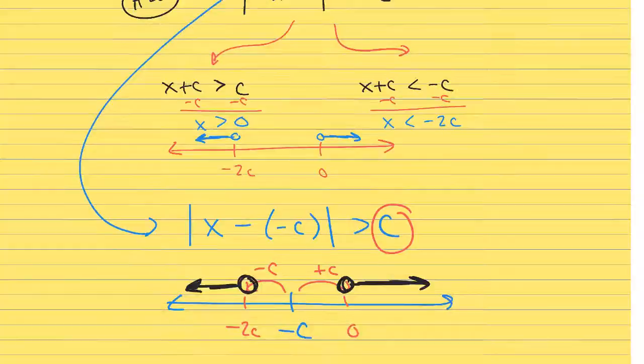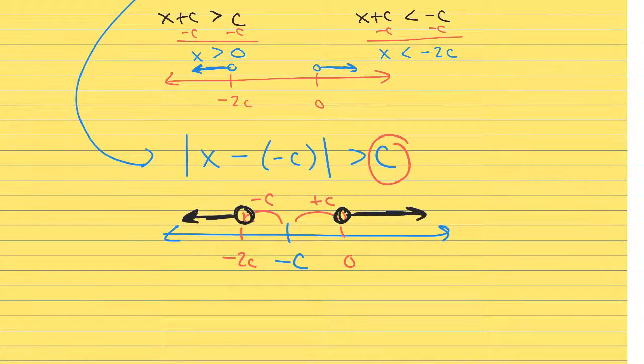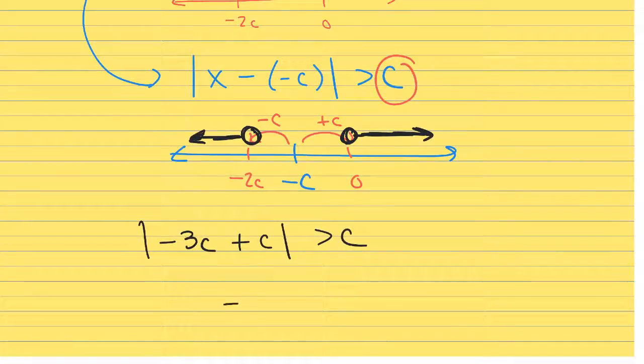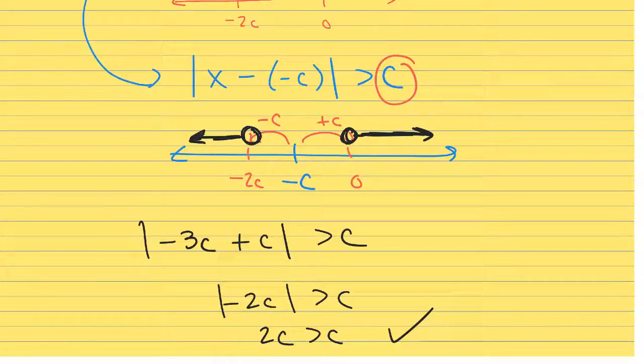What number can I test that is less than negative 2c? Yeah, negative 3c. That works. And if I plug negative 3c in for x, that's the x that we're getting rid of, we have negative 3c, and then it's technically plus c, greater than c. This becomes negative 2c as an absolute value greater than c, and that becomes 2c is greater than c, and that is absolutely true. 2c is greater than c, so we shade the region that we tested.